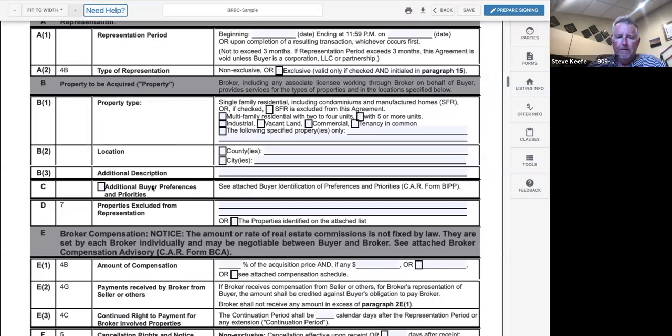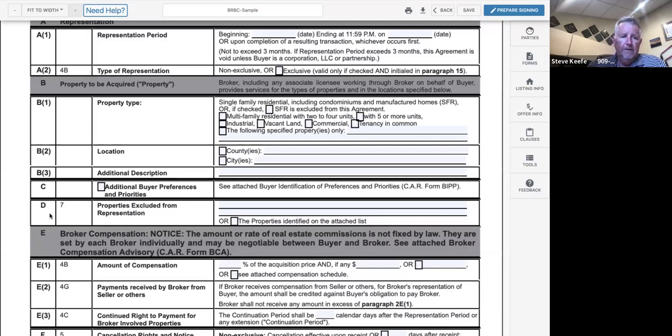Additional buyer preferences is optional. You can use this form BIPP if you want to have the buyer fill out a form that says these are the other preferences that they're looking for in their property. You're not required to do that. I probably wouldn't use that form. I probably would just do it the way I've always done it, which is have a discussion with them, try and get a feel for what their wants and needs are. But that form is available if you choose to add it to the document.